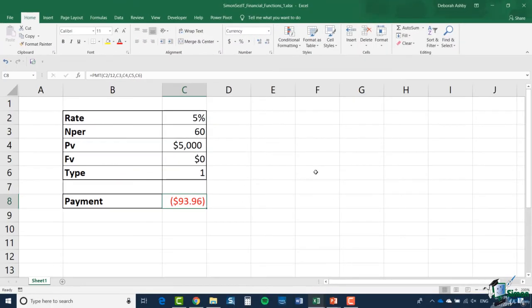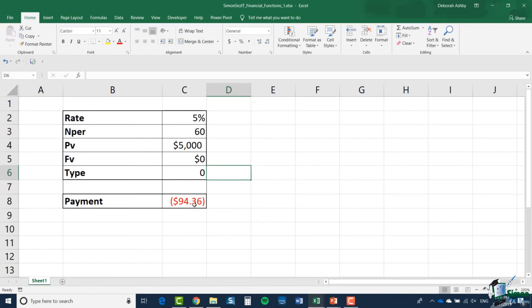Now let's take a look at one or two changes to some of these arguments. What do you think would happen if I changed the type from 1 to 0? So instead of making payments at the start of the month, I make them at the end of the month. Would that increase or decrease the payment? Well, based on the fact that there would be interest to pay on the monthly payment amount, which I would be hanging on to for the month, if I change this to 0, $93.96 will go up, and in fact it's become $94.36. So that's about 40 cents a month extra if I make the payments at the end of the month.